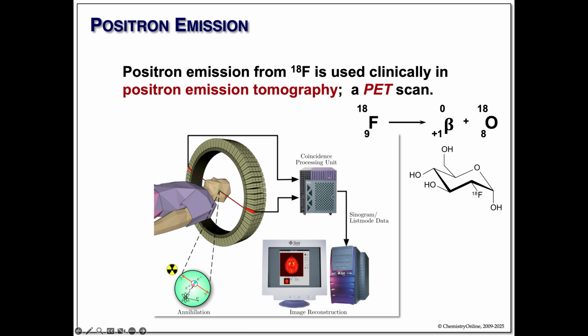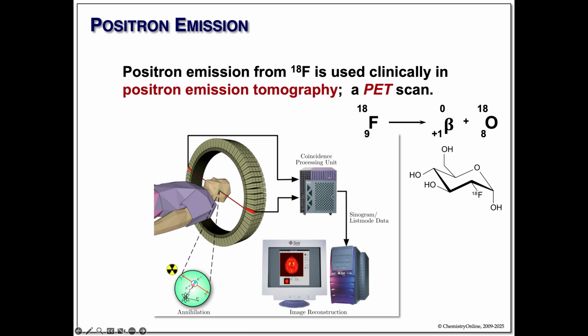Sugars are selectively absorbed by tumors. So after a little bit, you accumulate this inside your tumor. So let's pretend that you have a tumor in your head. Okay? Fluorine-18 accumulates.